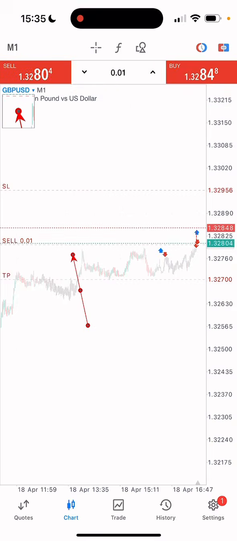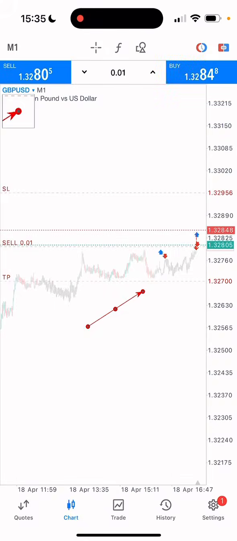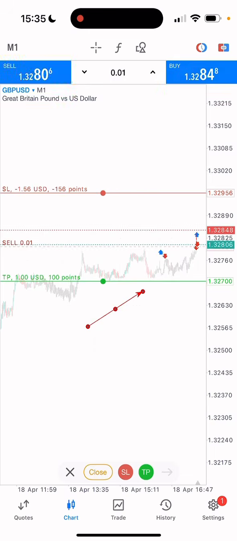We calculated the risk first. Why? Because we wanted to know how much we were risking. We put the SL and TP after we were sure that we were okay risking that. Okay, so that is basically it.